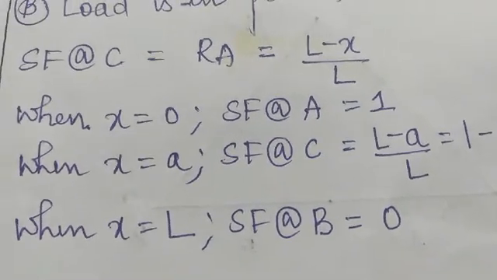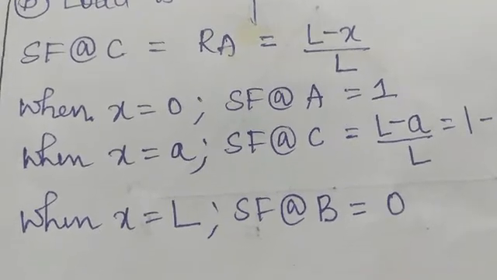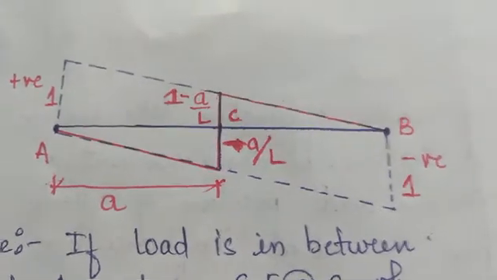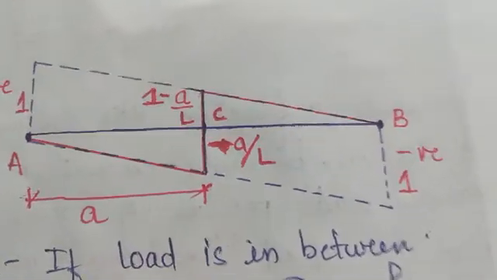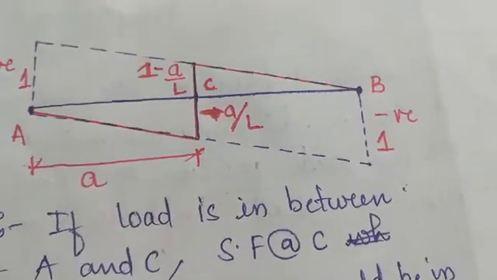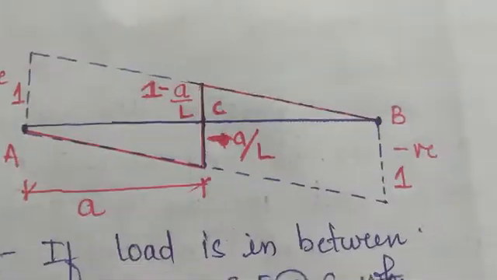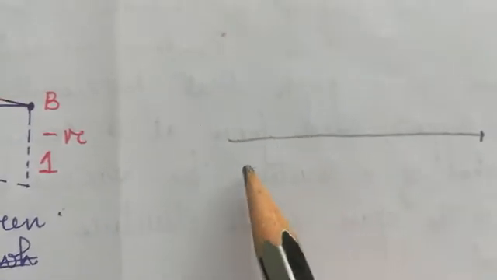So now, once you have all these variations, let us plot the shear force diagram. So this is the shear force diagram. This shear force diagram is a combination of two values. Now see here, I will split it up and show you. This is your AB.